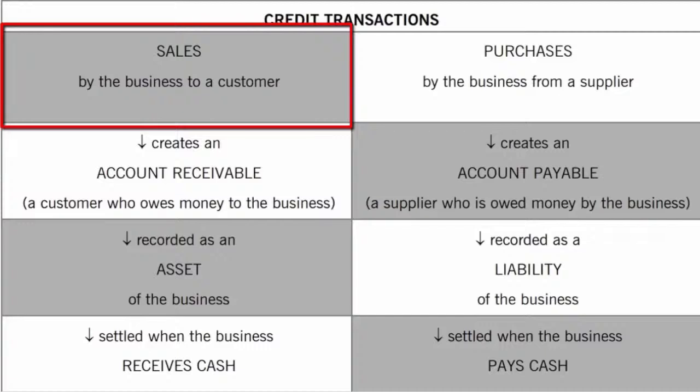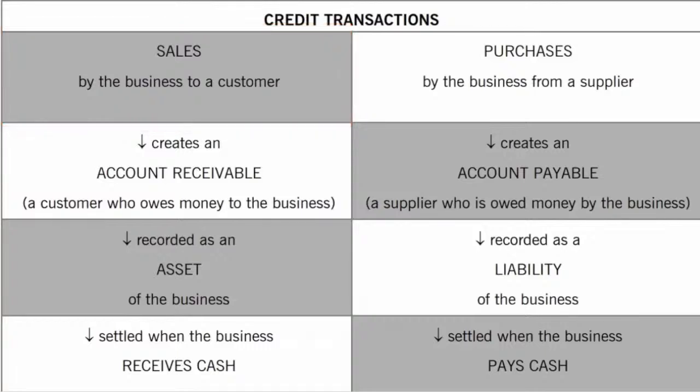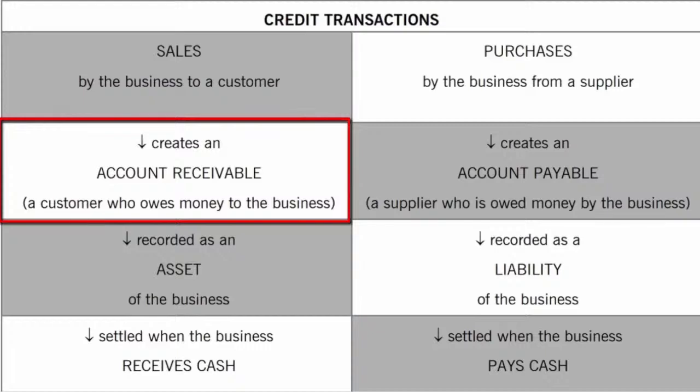For example, imagine a flower shop sells $500 worth of flowers to a customer and lets them pay after 30 days. That's a sale on credit. 2. What does this create? This transaction creates an accounts receivable. An accounts receivable is the money owed to the business by the customer. Think of it as a promise of payment that hasn't been fulfilled yet.